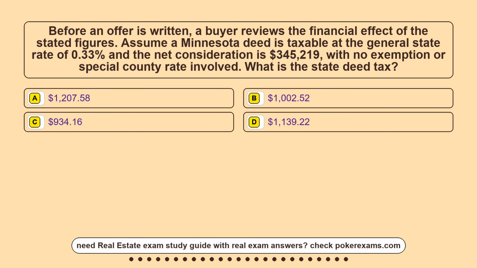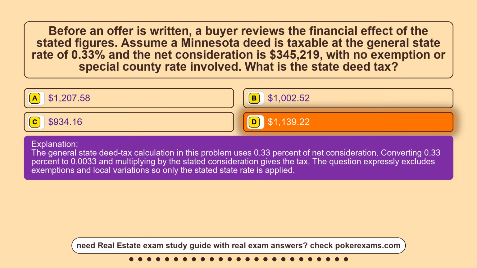Option A, $1,207.58. Option B, $1,002.52. Option C, $934.16. Option D, $1,139.22. The correct answer is option D, $1,139.22. The general state deed tax calculation in this problem uses 0.33% of net consideration.